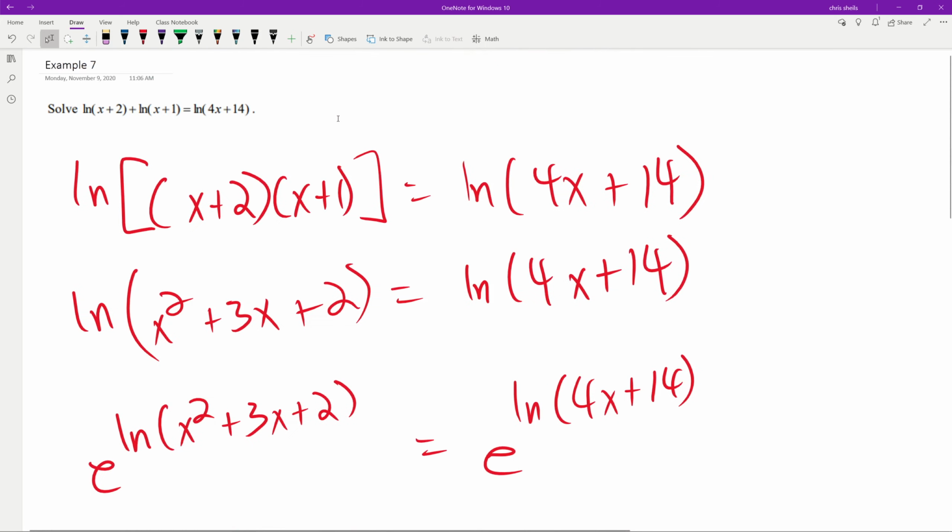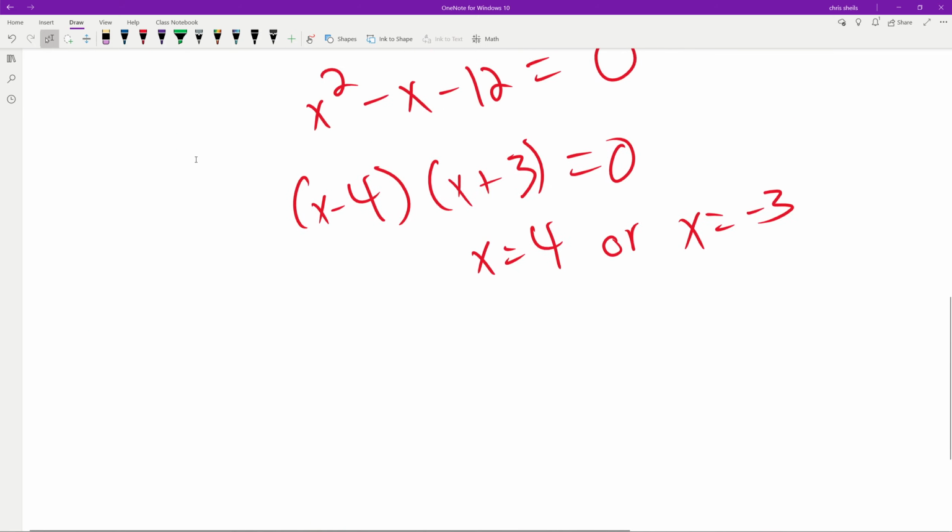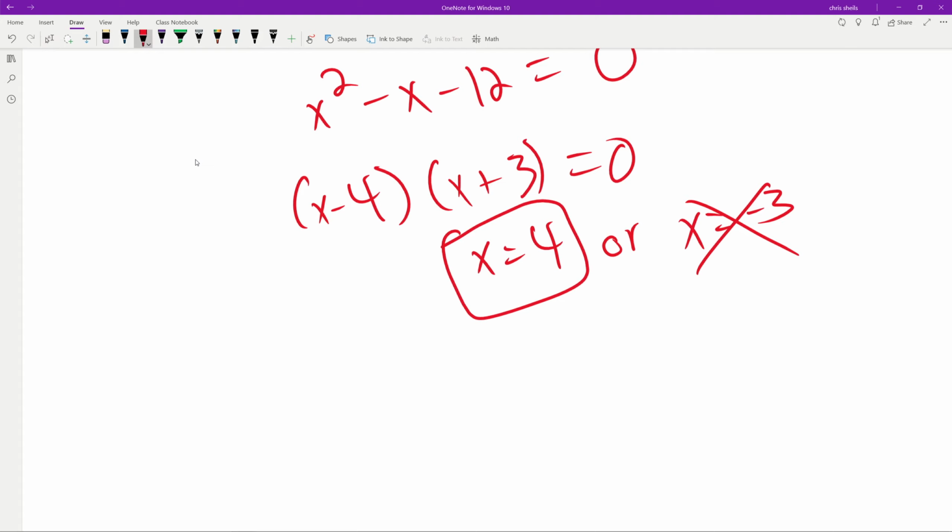But x equals -3 is going to cause an issue, because if I plug -3 in, then I start getting a negative from the very first logarithm here, right? Natural log of -3 plus 2 would be -1. So x equals -3 is not a solution. Our only solution here is x equals 4. We say that x equals -3 is extraneous.